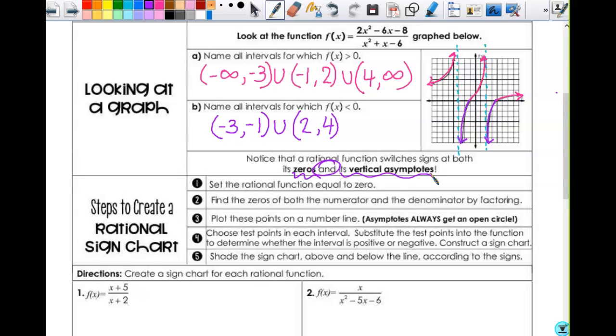Our directions for the sign chart are pretty much the same. Set it equal to 0, factor if you can, plot the points, but then it does say here that asymptotes always get an open circle, okay? So the open or closed circle for the zeros depends on the inequality sign, if there is one, but the asymptotes, no matter what, are always open circles because we're not going to cross them, okay? All right, so let's look at number 1.